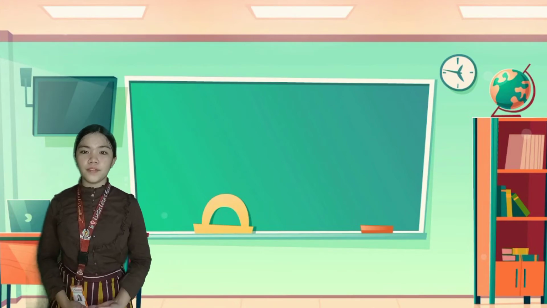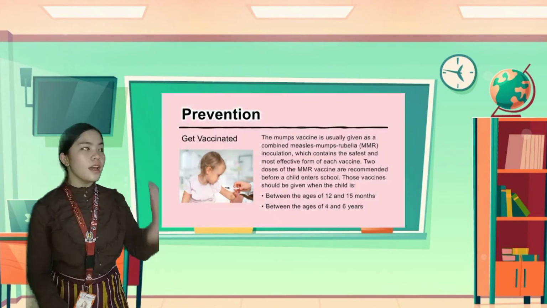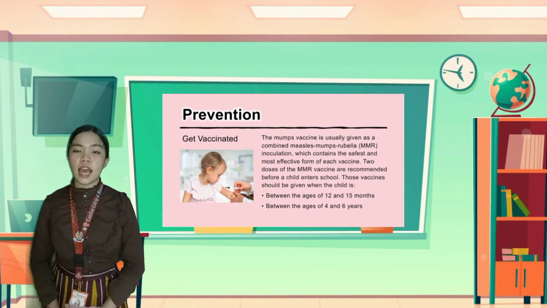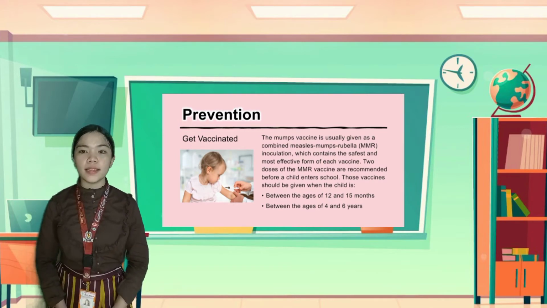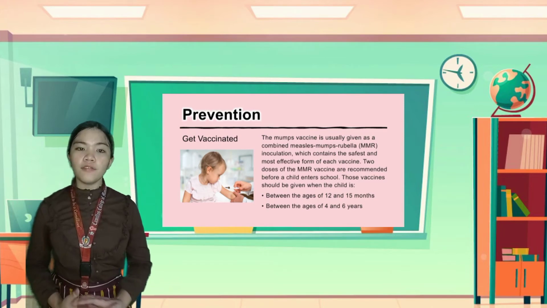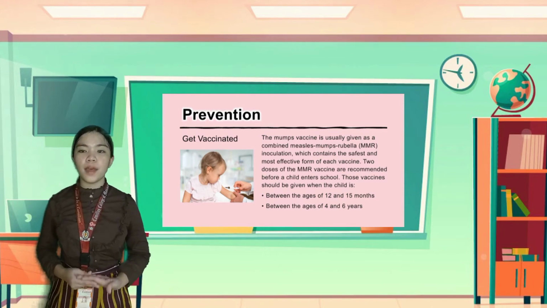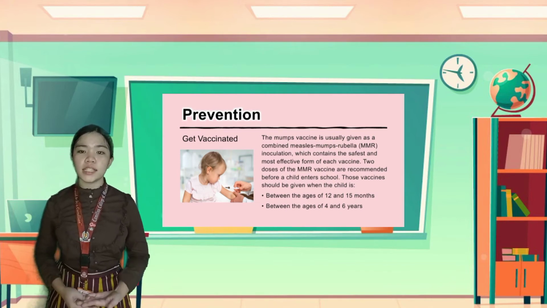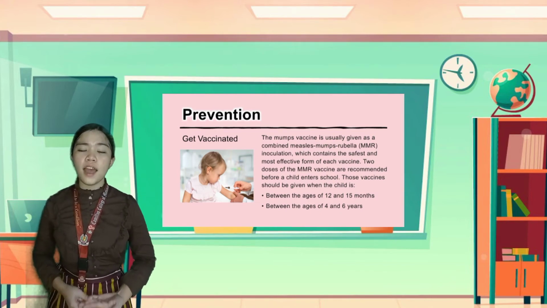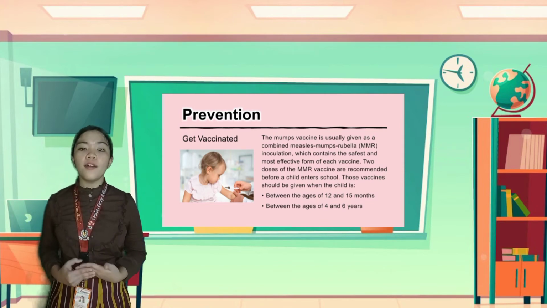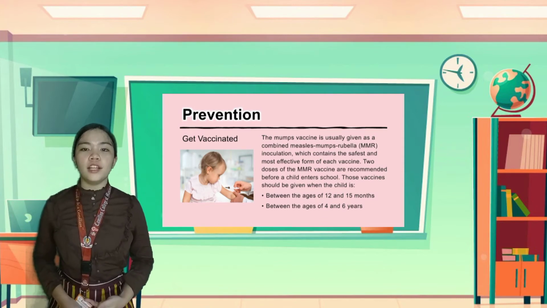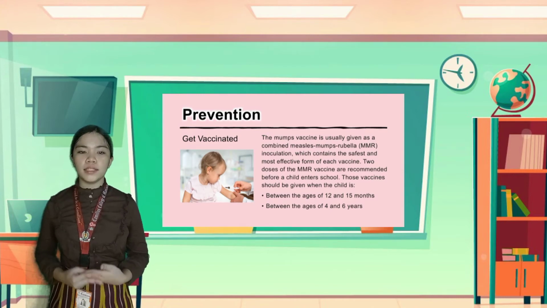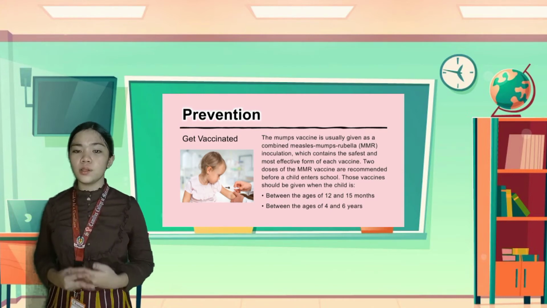The best way to prevent mumps is to be fully vaccinated against the disease. The mumps vaccine is usually given as a combined measles, mumps, rubella, or MMR, inoculation, which contains the safest and most effective form of each vaccine. And 2 doses of the MMR vaccine are recommended before a child enters school.